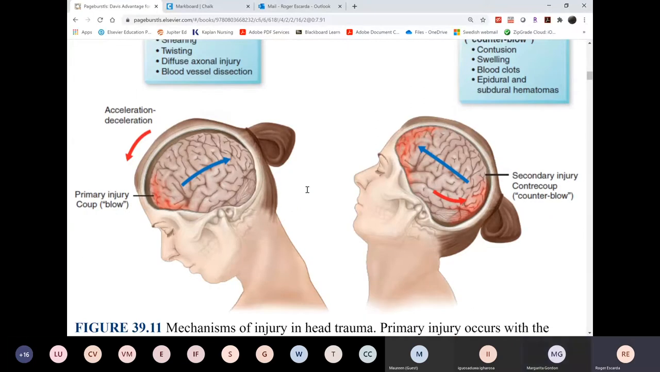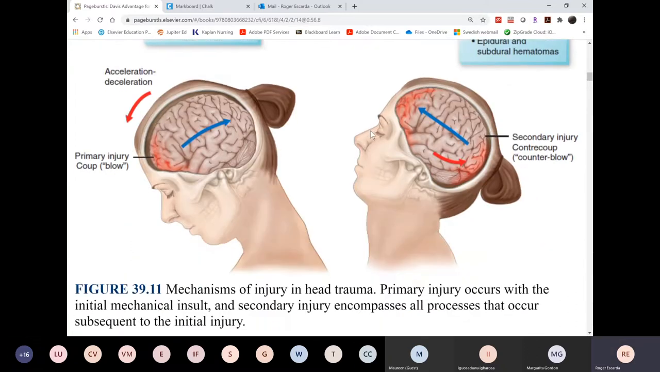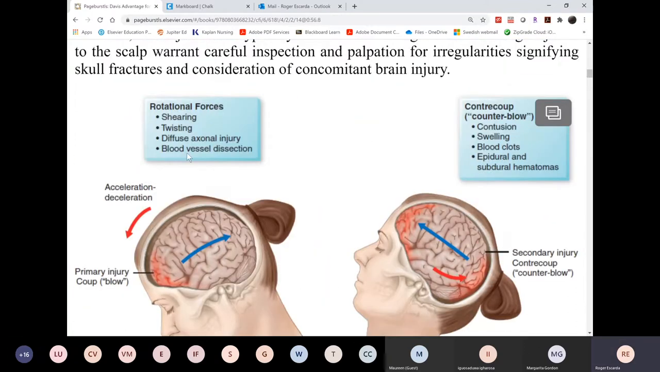So this is about what happened to Ms. Parakeet. She had a blow here. So this would be coup, and then she hit the wall. This is now contrecoup injury. So now she has two primary injuries. So these are the technical injuries that she suffered. So there was shearing, laceration, some blood vessels burst open. And then on the other side also, she had a contusion, swelling, there could be blood clots there, or even hematomas, depending on the size of those blood clots.